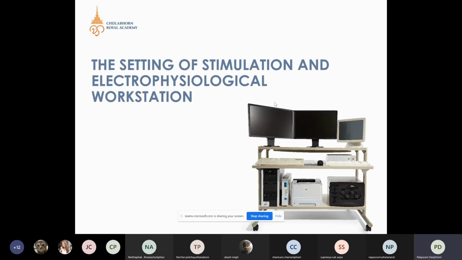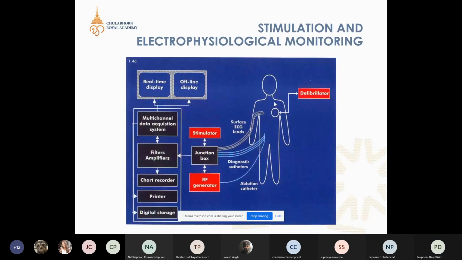After you can review just a little bit of the normal conduction system, I'm going to take you to see the setting of the stimulation and electrophysiological workstation. For the stimulation and electrophysiological and physiological monitoring, you can see the diagram that I'm showing you on the screen.